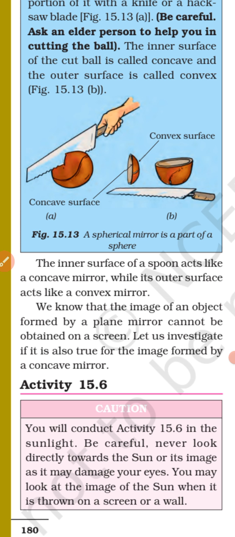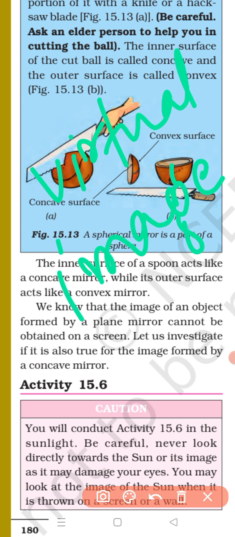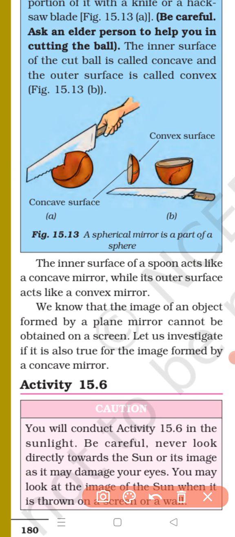We know that the image of an object formed by a plane mirror cannot be obtained on a screen, right? In the last video we have discussed that the images formed by a plane mirror cannot be obtained on a screen. That is why the image formed by a plane mirror is also known as a virtual image. The images which cannot be obtained on the screen are known as virtual images.